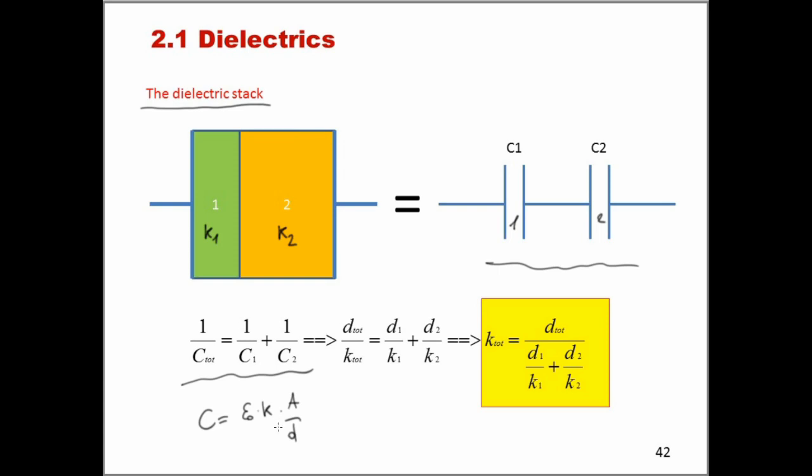We can remove the common terms, which obviously are A and epsilon 0. In all these capacitances there will be an epsilon 0 and an A, so we can simplify that, and so we have this simplified version of the formula. From this formula we can calculate K total, the effective total dielectric constant of this stack of two dielectric materials, which is given by this expression here.